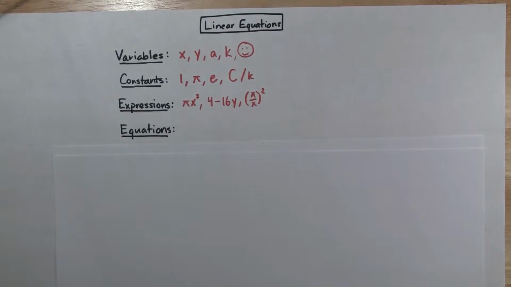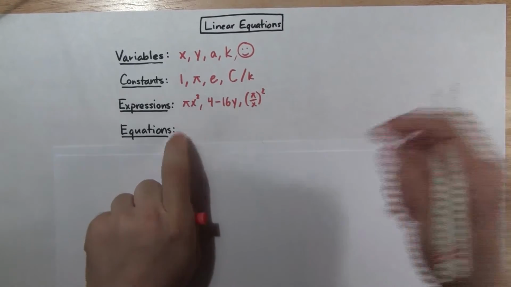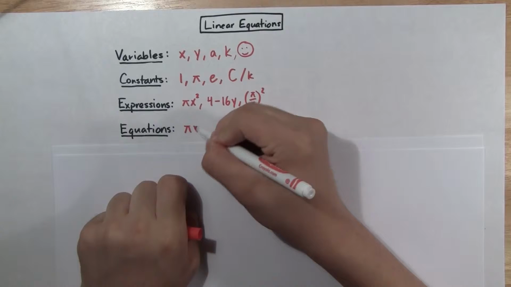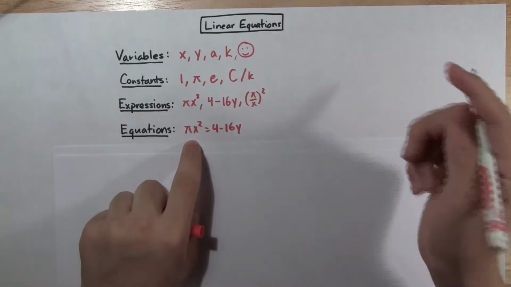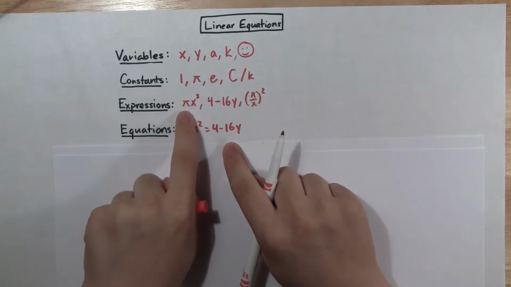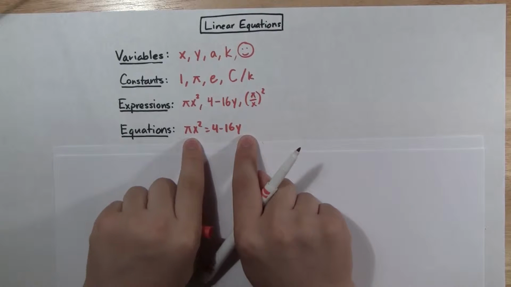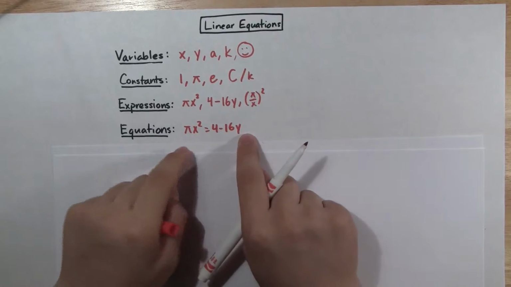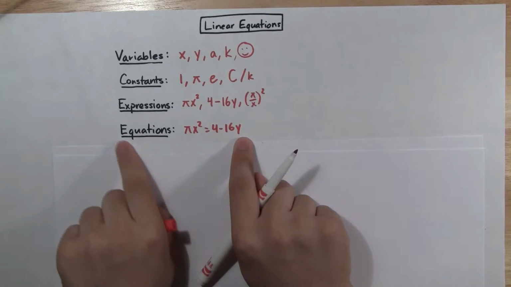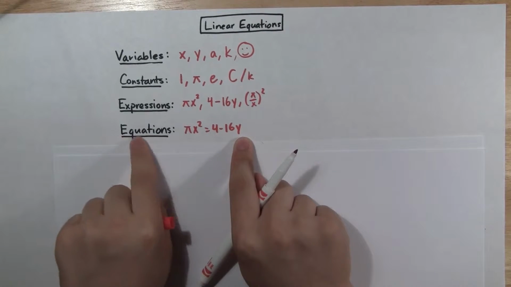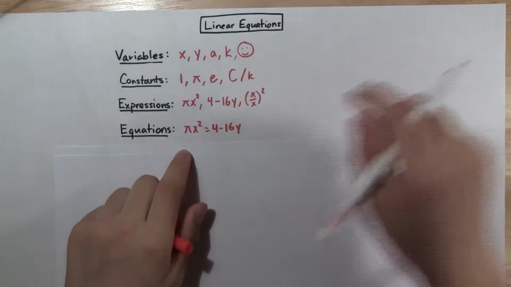And what are equations then? Well, equations are where you say that two expressions are equal. So you could have something like pi x squared equals 4 minus 16y. And this is an equation because we have an expression here, pi x squared, and another expression here, 4 minus 16y. By saying that they're equal, we're basically suggesting that this is an equation. Equate, you see that there's an equate in the word equation. You're just saying that two expressions are equal to each other.